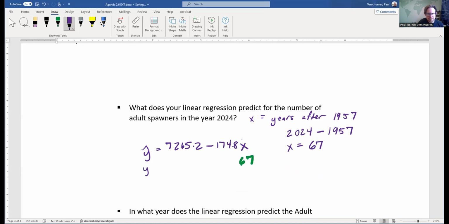So this is going to tell us a prediction of the population based on this formula would be 7265.2 minus 174.8 times 67. I'm going to do that calculation real quick. And if you got this calculator, which is the one I recommended for the class, you should be able to just enter that exactly like you see it.